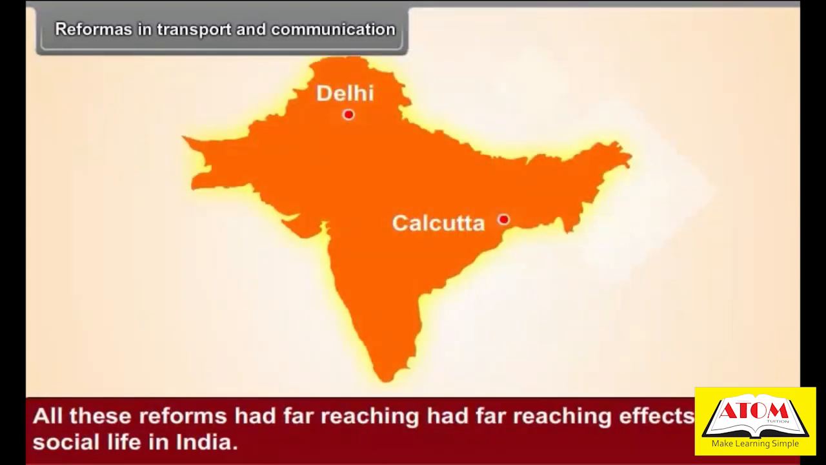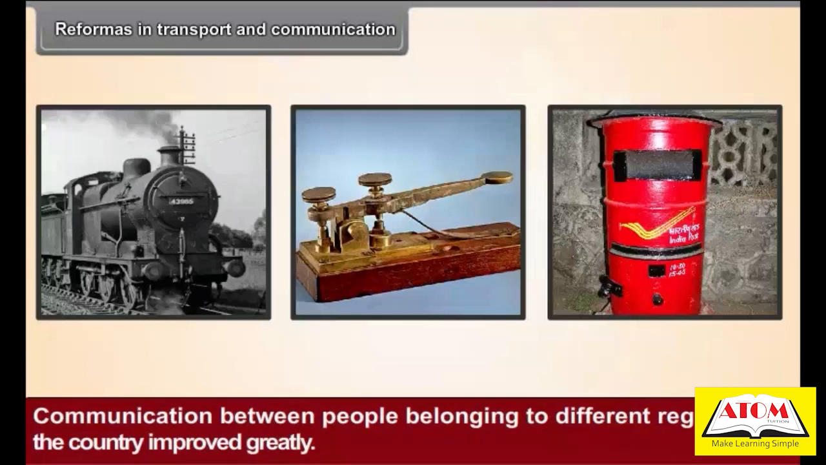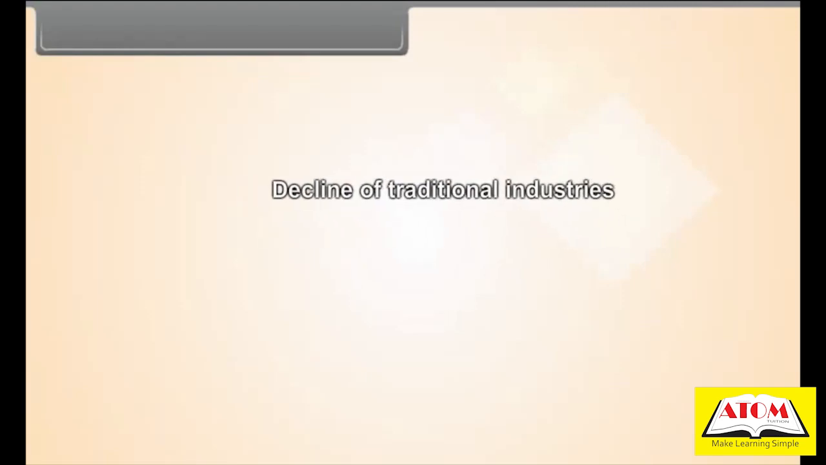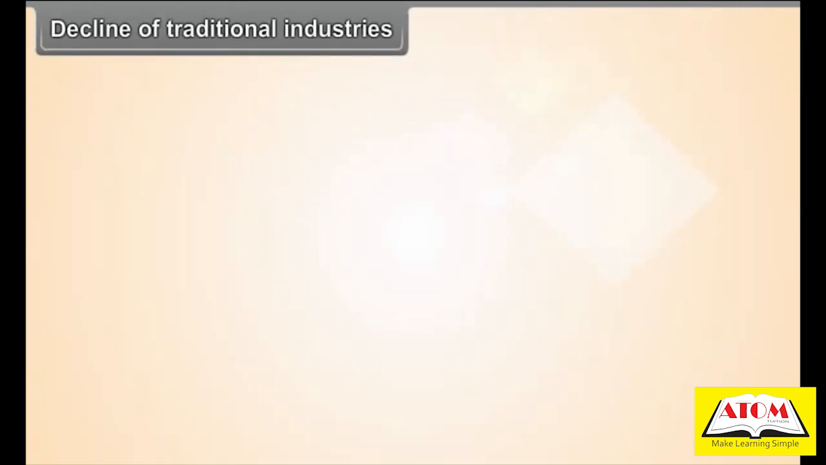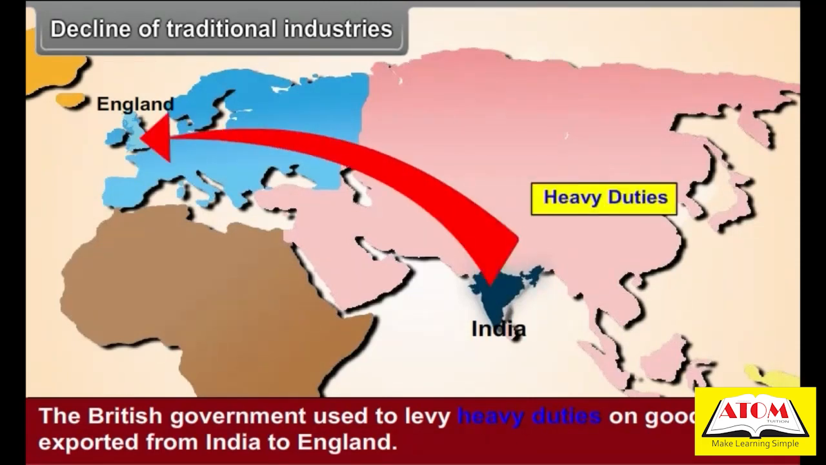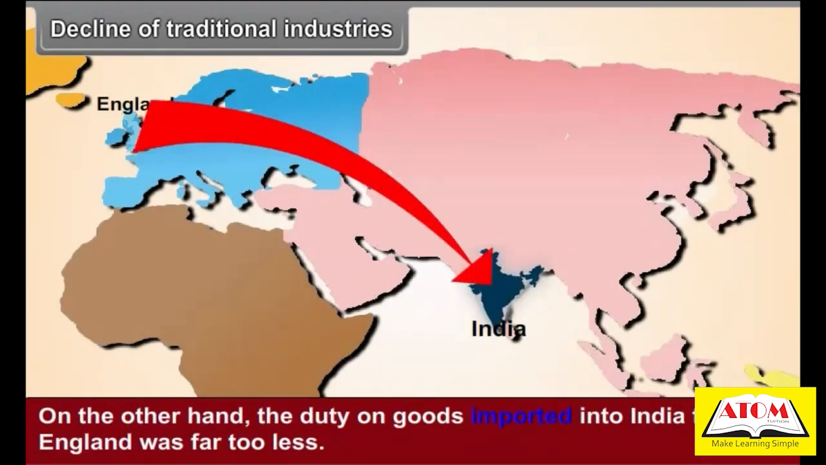All these reforms had far-reaching effects on the social life in India. Communication between people belonging to different regions in the country improved greatly. This helped in strengthening a sense of unity among them. Decline of traditional industries. The British government used to levy heavy duties on goods exported from India to England. On the other hand, the duty on goods imported into India from England was far too less.